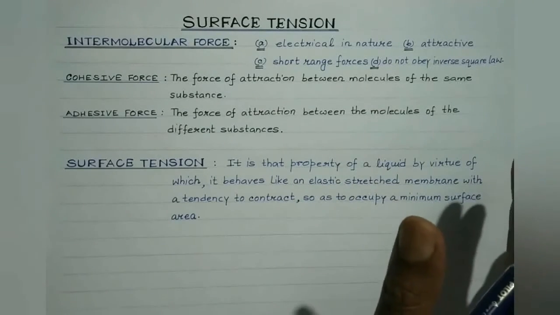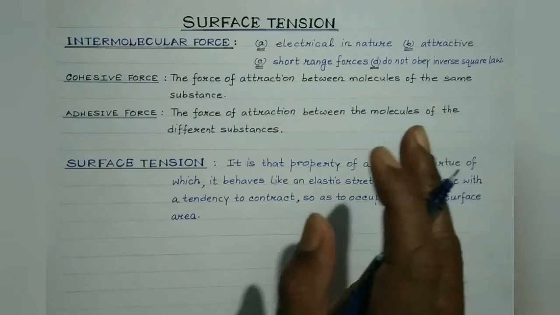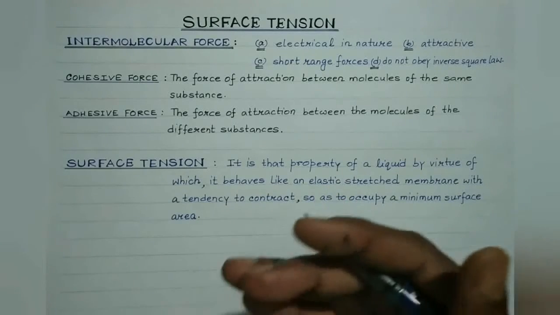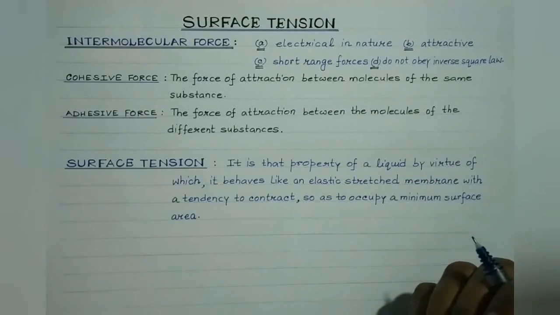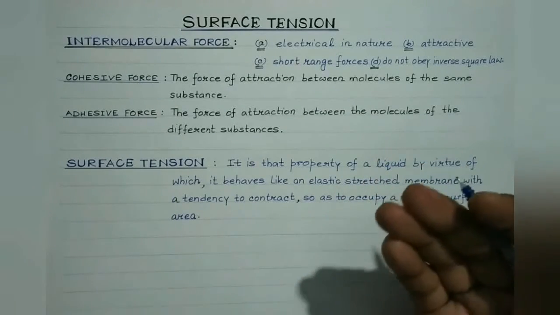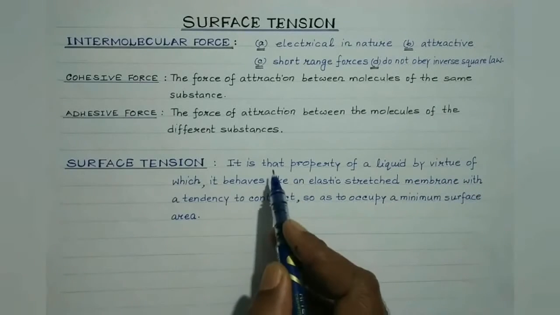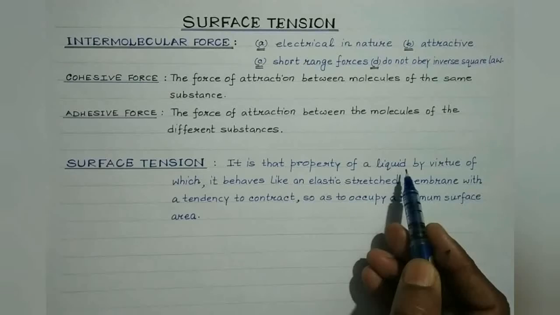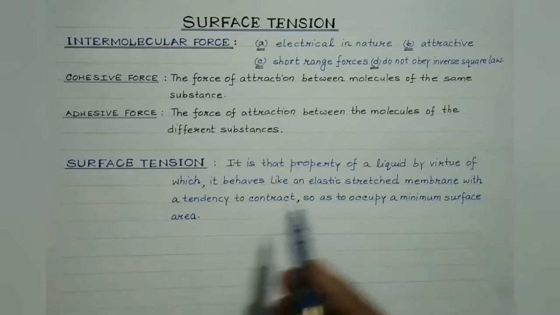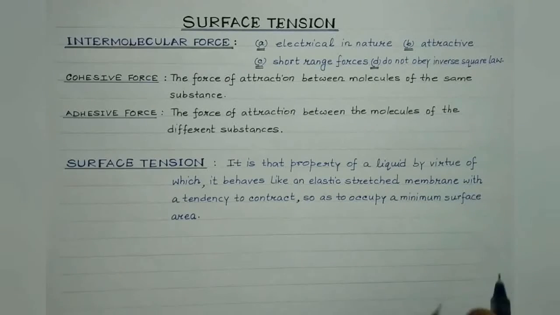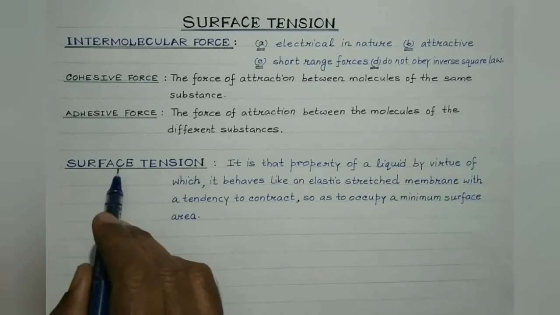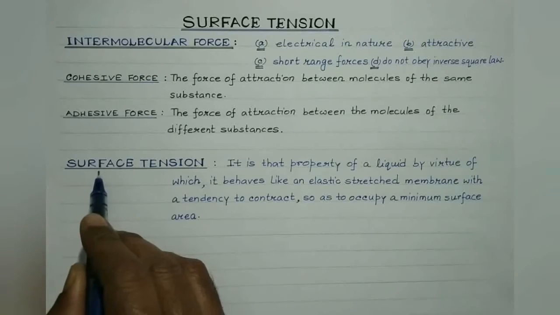So what does it mean? It means that the free surface of every liquid has a tendency to have minimum surface area. And in this respect, it tends to behave like a stressed membrane. So basically, surface tension is that property of a liquid by virtue of which it behaves like an elastic stressed membrane with a tendency to contract so as to attain minimum surface area. So this property of a liquid surface is known as surface tension.